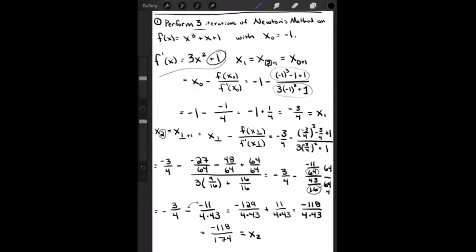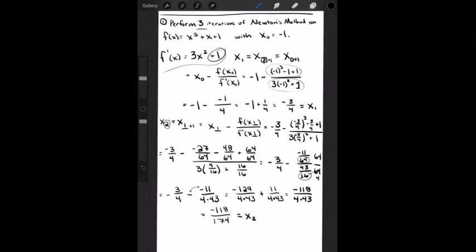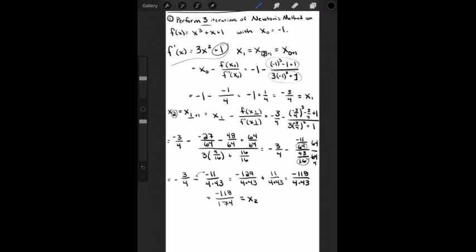Man, do I not really want to have to go through that again. But the problem says we want to do 3 iterations. And what's n going to be in this case? Two. Yeah.